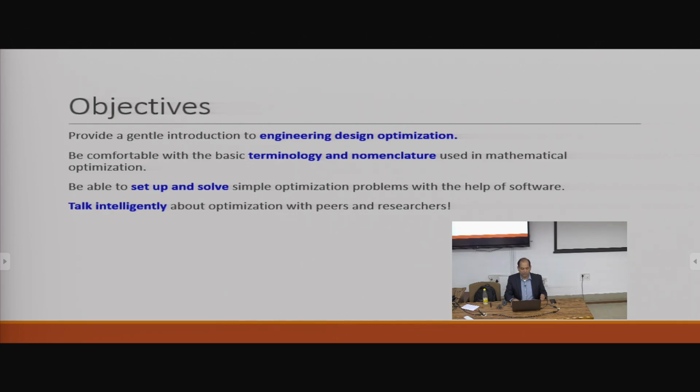Just like all disciplines, we try to use some standard language. We have standard setups for optimization problems. When you convey optimization problems to others, they will understand what you're talking about, what your objectives are, what your constraints are, and then you would also be able to use the software because most of them use standard terminology and notation. And you'll be able to set up and solve optimization problems, and then you'll be able to talk intelligently about optimization with peers and researchers.